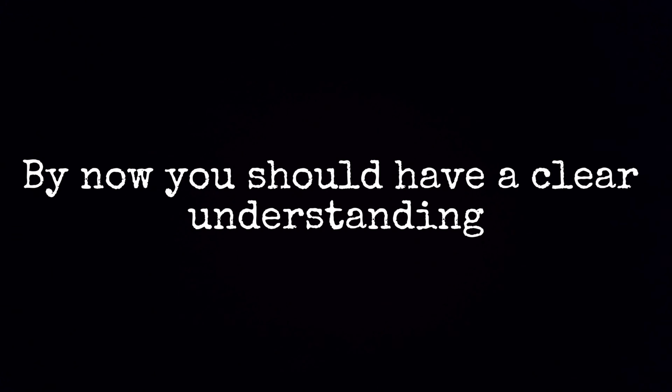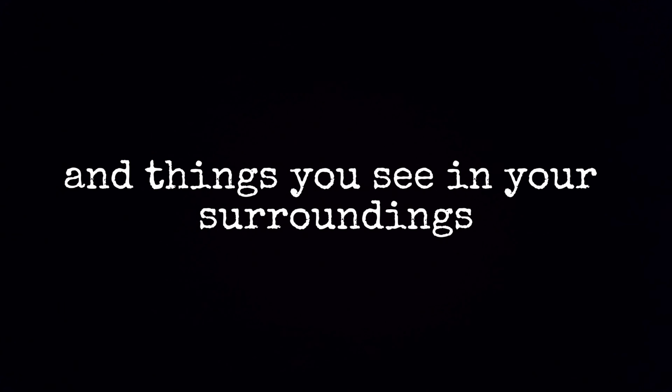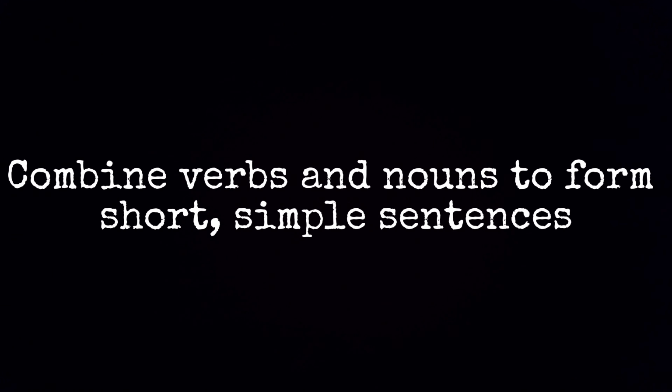Putting it all together. Achieving fluency through practice. By now, you should have a clear understanding of the 4 stages of thinking in English. Think in verbs. Focus on action words and describe what is happening around you. Think in nouns. Name the people, places, and things you see in your surroundings. Think in sentences. Combine verbs and nouns to form short, simple sentences. Think in paragraphs. Bring everything together to create detailed descriptions of scenes and events.